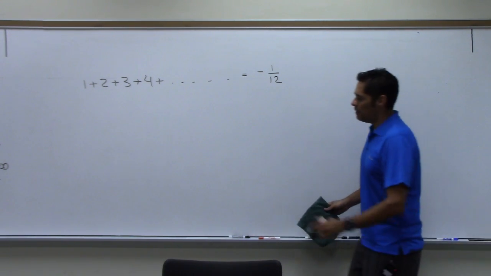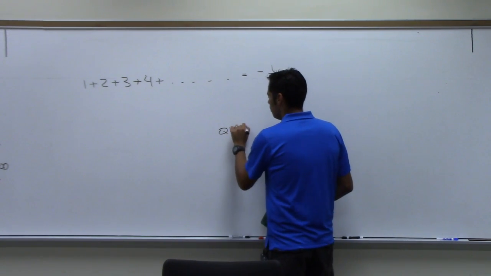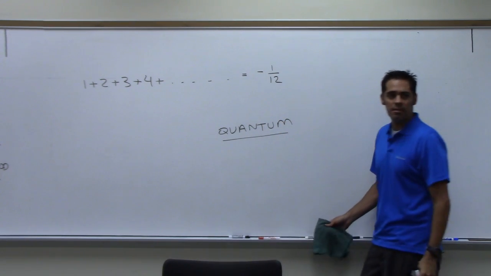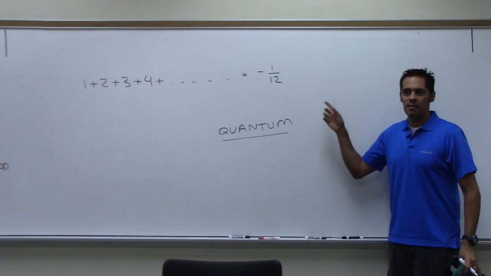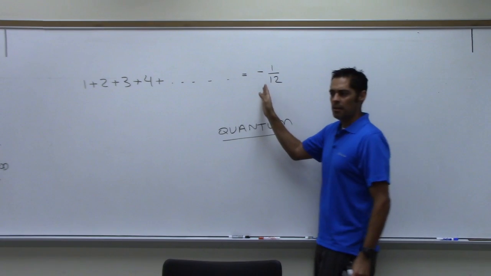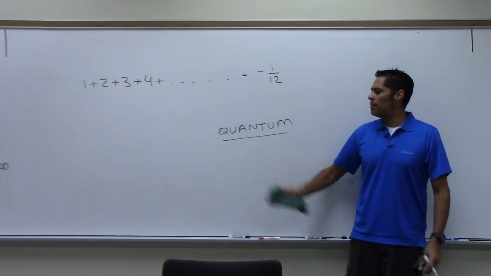If you were to open up a textbook on quantum mechanics or quantum physics, and I know none of you are doing that right now, this is usually in the first chapter: you have to assume that this is true. And all of the quantum theories are based upon this summation being true.